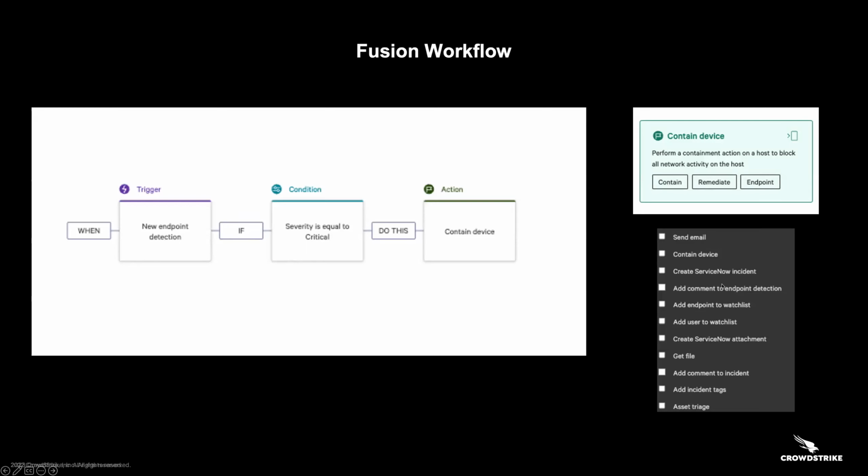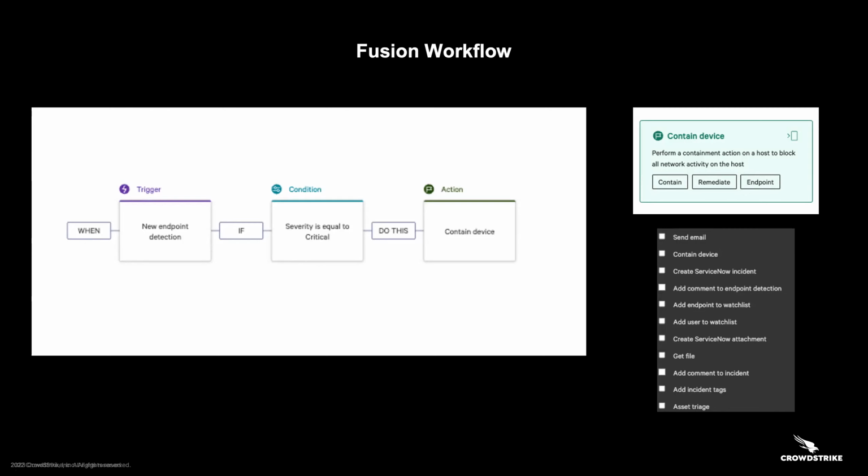Now, containment on the device means that the device will not communicate with any network. It will not communicate with any domain controllers or neighbors. It will only communicate with Falcon Cloud, and that makes it really secure. So if there is anything malicious on this host, it will not be spread laterally or vertically throughout the environment.